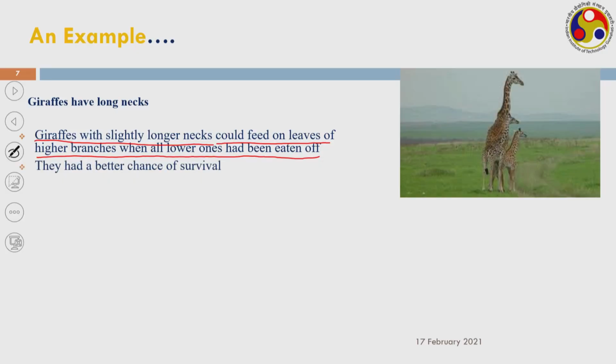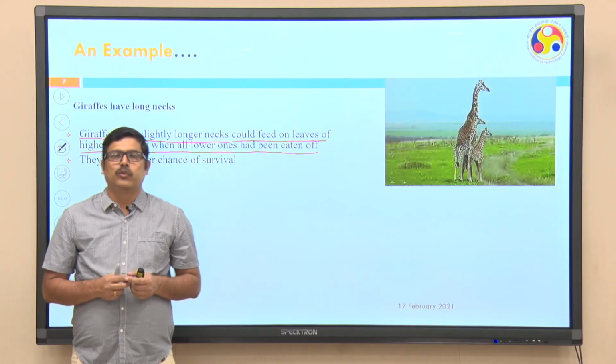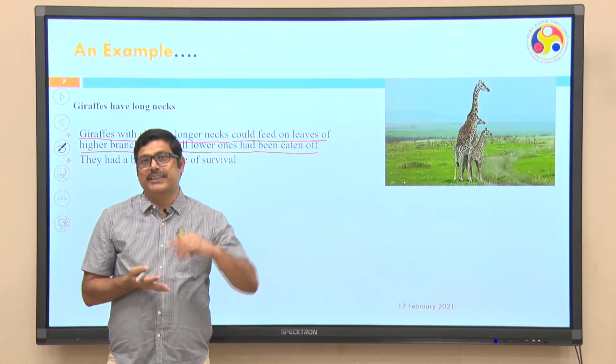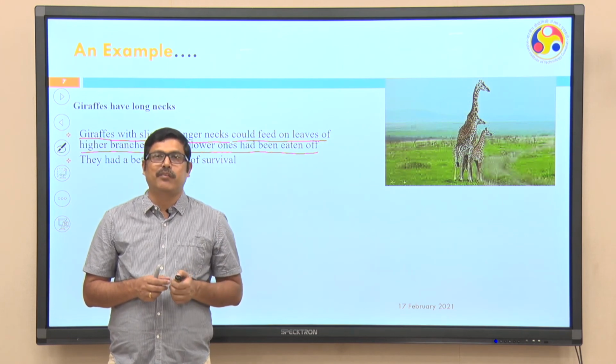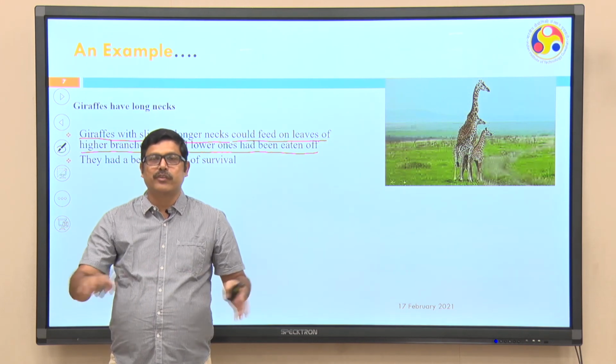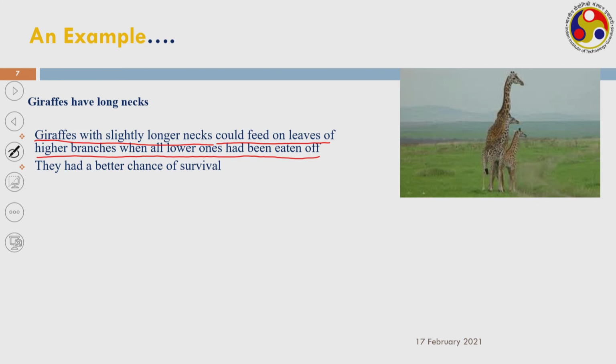And that had a better chance of survival. So, therefore, those giraffes having slightly longer necks had a better chance of survival, because when there are no leaves on the ground, they can take the leaves from the higher branches. Okay. So, they had a better chance of survival.